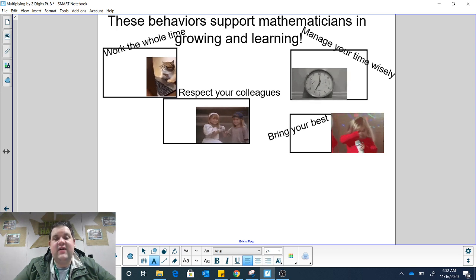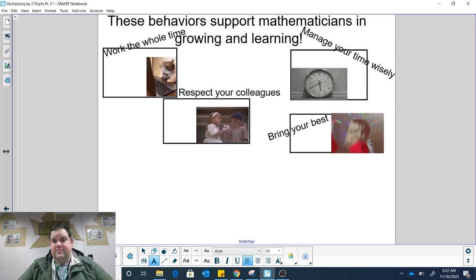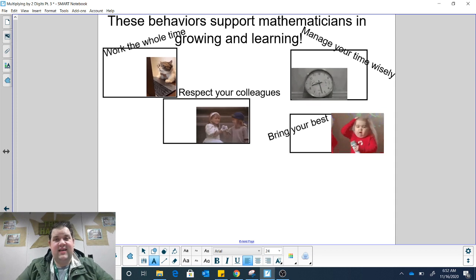Respect your colleagues, so if you've got family or friends around today, be respectful to them as you work, put on headphones, and keep your voice quiet so that they can focus as well. Manage your time wisely. Don't take too long to do things. Just do your best and move on, and always bring your best. So work hard to be your best in everything that you do today in math.